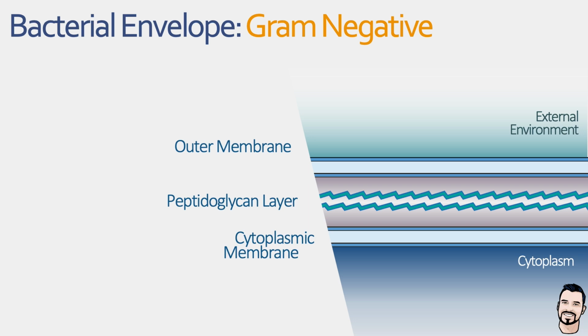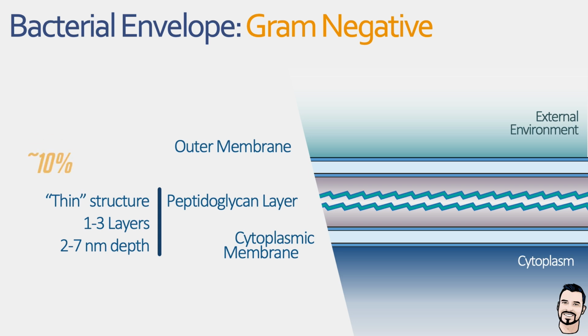But how thin are we talking? Well, it's typically only 1 to 3 layers of peptidoglycan, occasionally a few more, giving a total thickness of roughly 2 to 7 nanometers, so it makes up only a small fraction of the gram-negative cell envelope, usually only 10%.